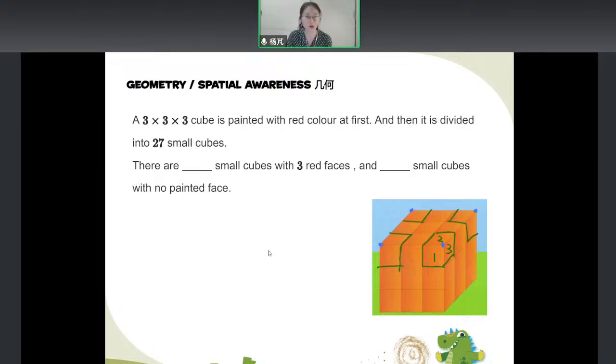Now let's think. This is one big cube. How many vertices, how many corners, does a big cube have? A cube has 6 faces. How many vertices, corners or vertices?